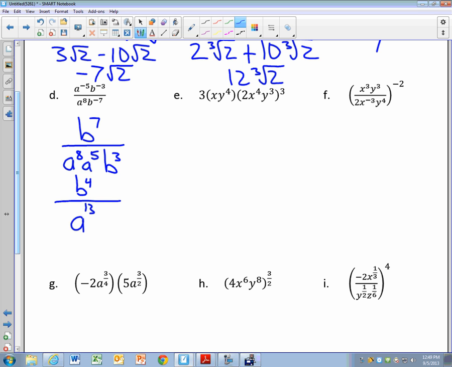Can I subtract those exponents? Why? Bases are not the same. Somebody had a question last hour. They said, what if I have b to the 3rd over b to the 7th? And the result was b to the negative 4th. What would you do then? Good. Drop it on the bottom. 1 over b to the 4th. Yep. That's it. Good.